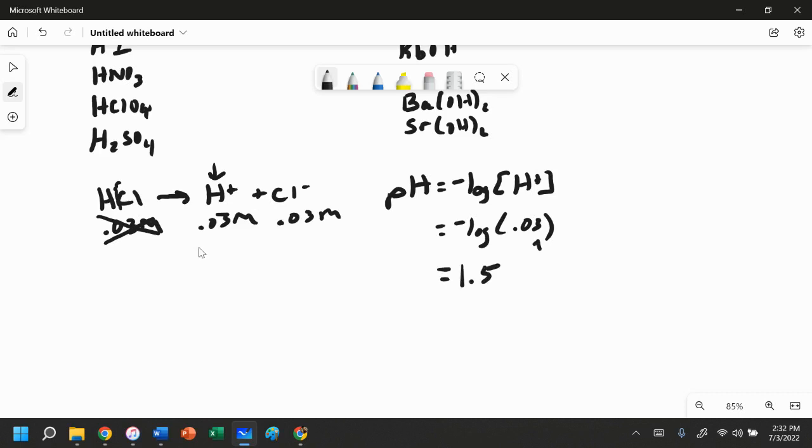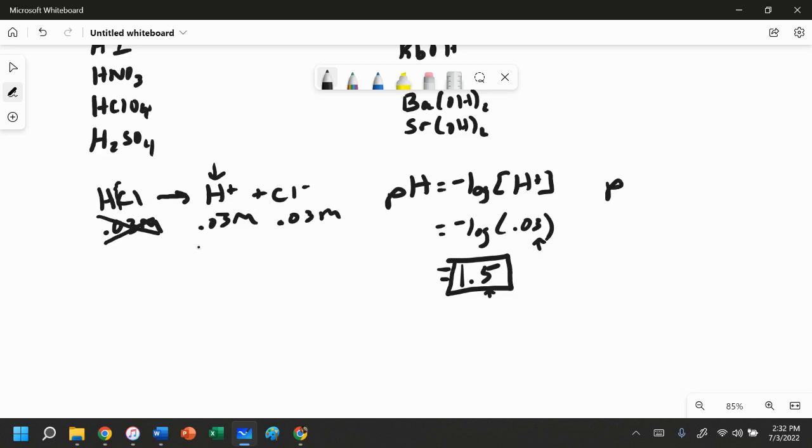Notice there's one significant digit in my concentration, and for pHs, for logarithms, only the numbers after the decimal are significant. So there's only one number after the decimal, so this has only one significant figure. The one in front is not significant. So the pH is 1.5. So that wasn't too bad at all. Knowing the concentration of the acid tells us the concentration of the hydrogen ions.